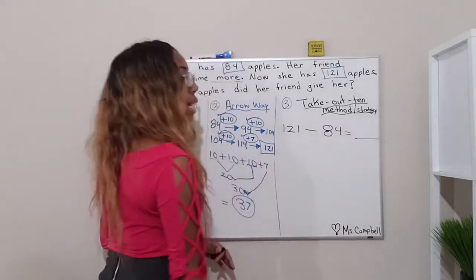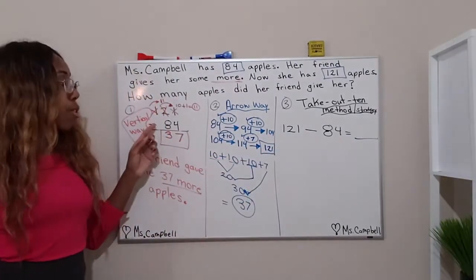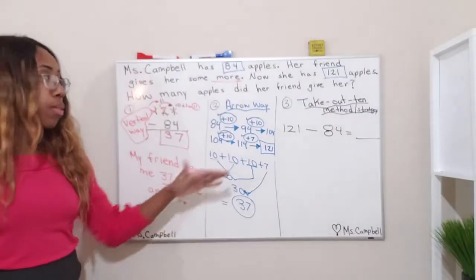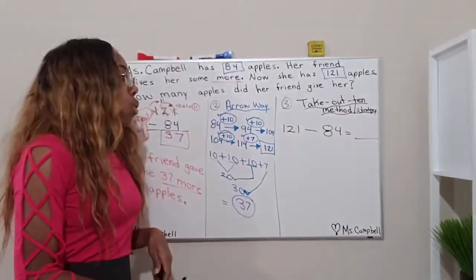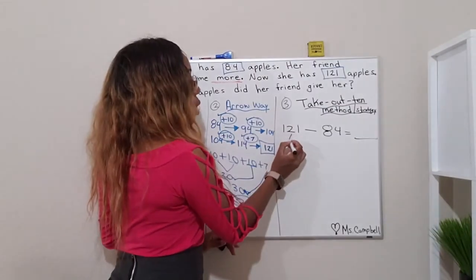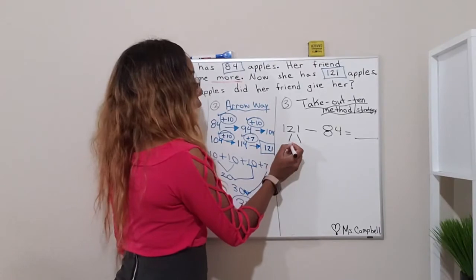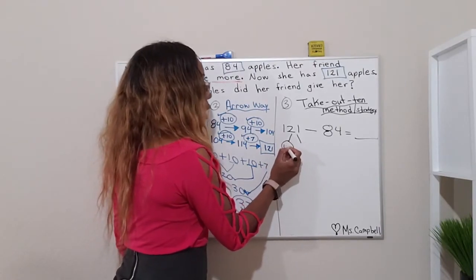equals blank. Now the take out 10 method is going horizontal. Remember, my vertical way was going straight up and down. This is going horizontal. So I'm going to take out 10, a multiple of 10, from the 121. What is a multiple of 10 that I can take out? I can take out 120.